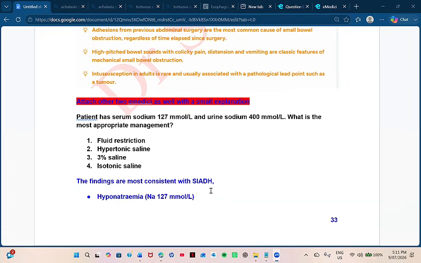Ultrasound, or refer to a surgeon. So what do you think? In that case, are we doing anything like an X-ray or whatever? What do you need to do? Surgical referral.